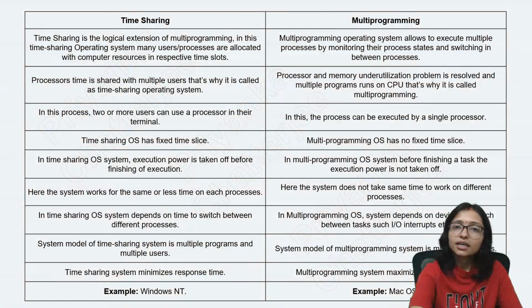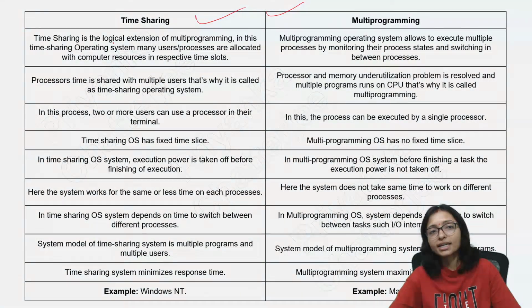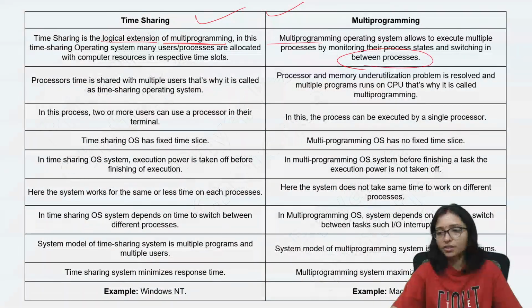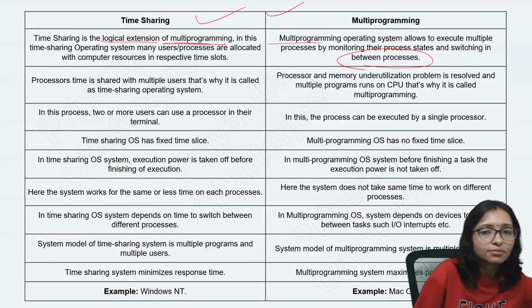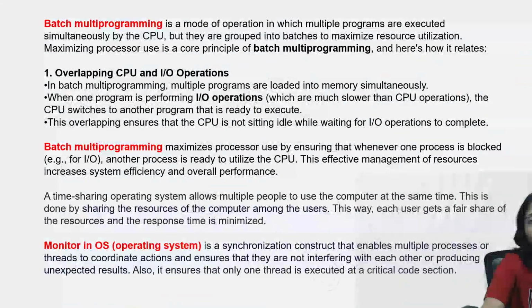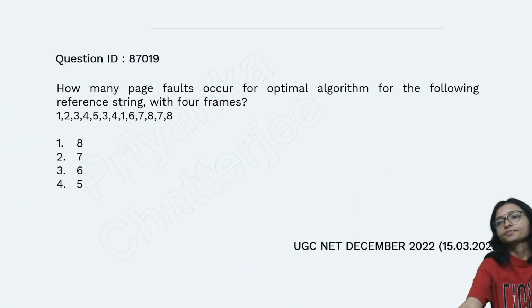So the answer is this. You can see the difference between time sharing and multi-programming, which I just discussed with you. Time sharing is actually a logical extension of multi-programming, and multi-programming is actually happening with multiple processes. That is the main difference between time sharing and multi-programming. These terminologies are very important for your operating system. Okay, here this is your batch multi-programming. Monitor, you can pause after the class and go through this. Now do this.